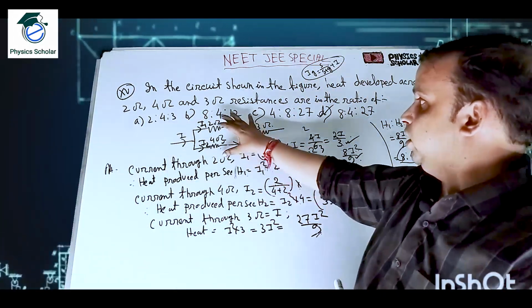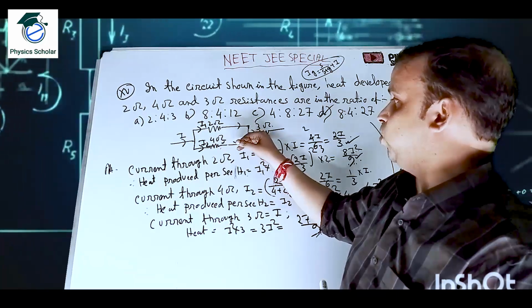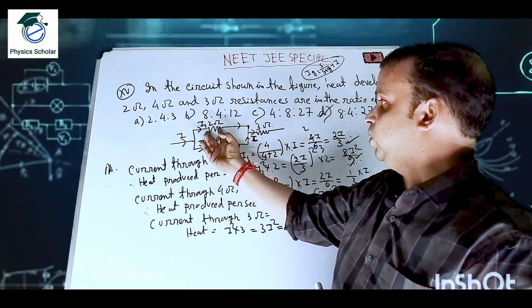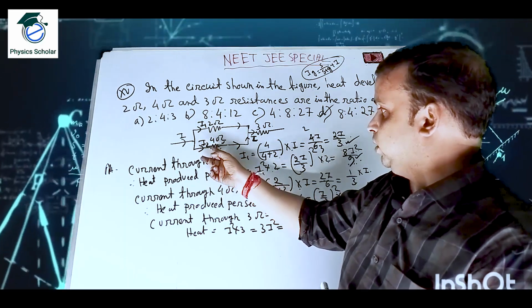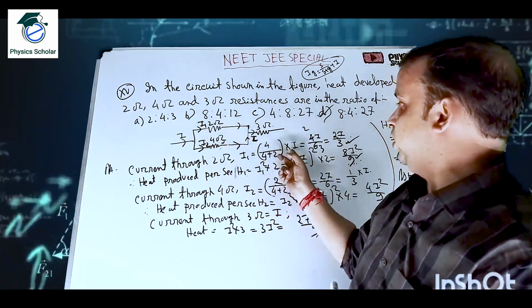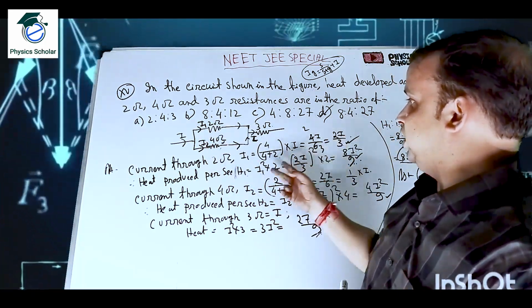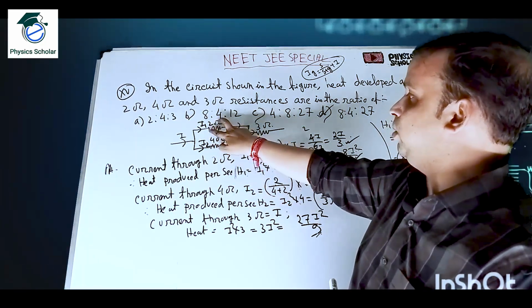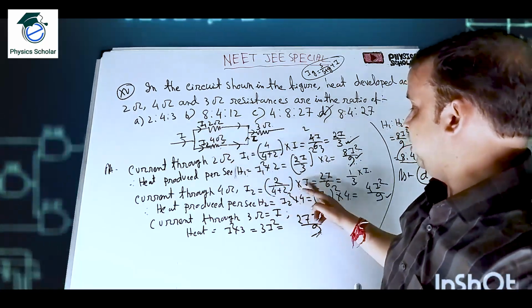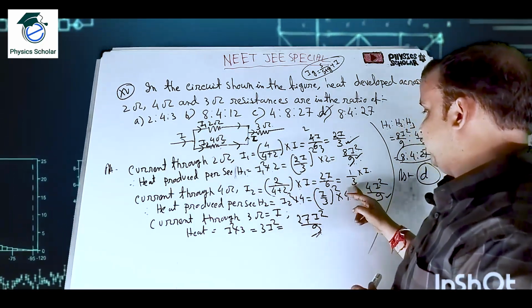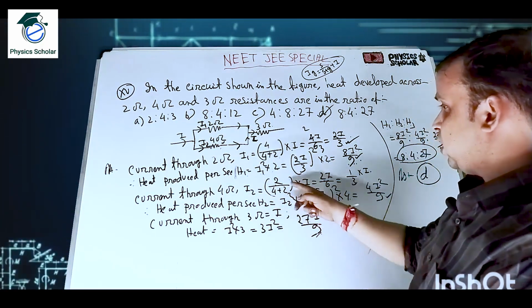I am explaining it once again. What is given? Two resistors are connected in parallel and one is in series. So the current through this will be 4 divided by 2 plus 4, into I, so 2I by 3. The current through the 4 ohm resistor will be 2 divided by 2 plus 4, into I. That means I by 3. Clear?